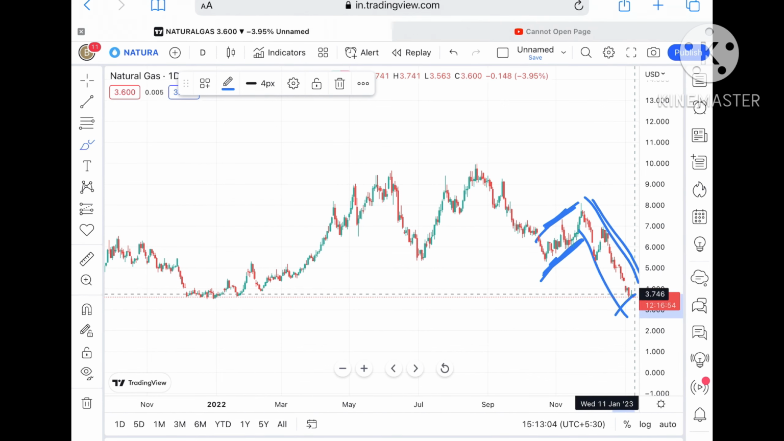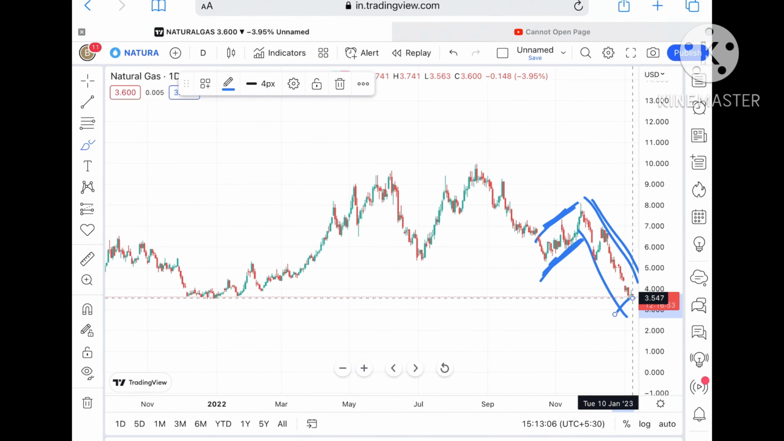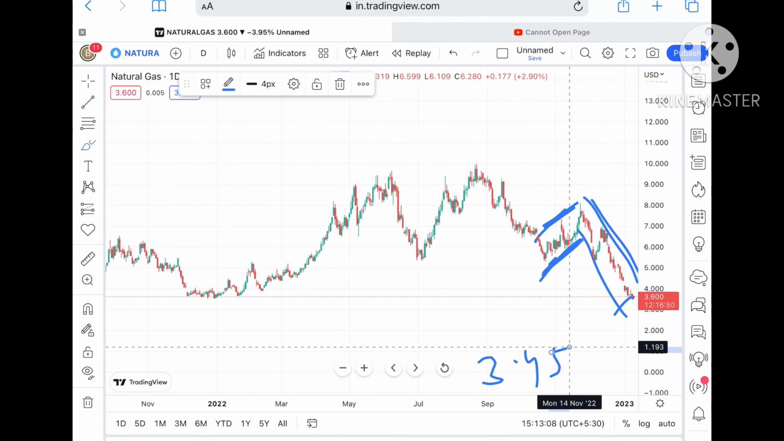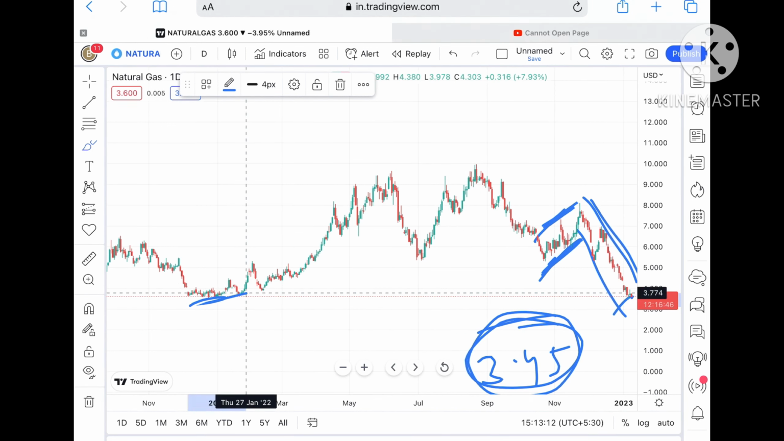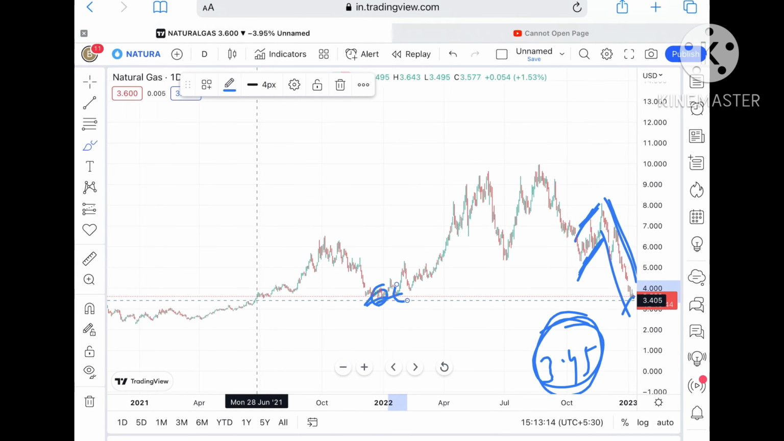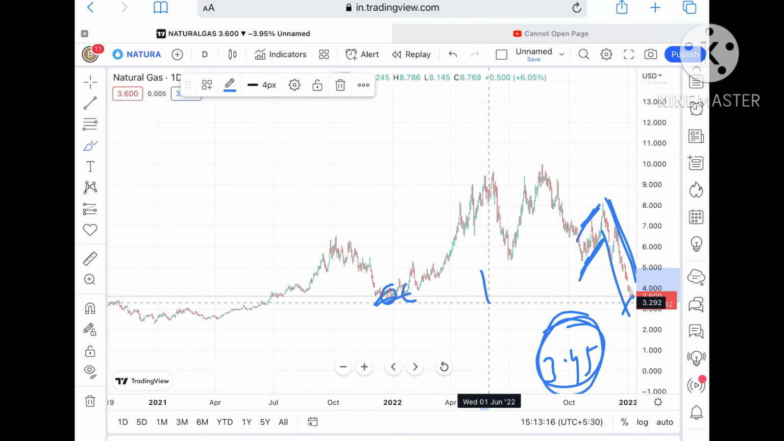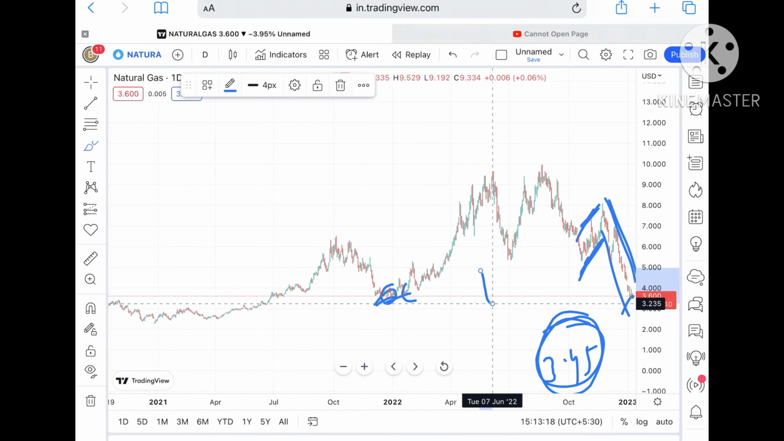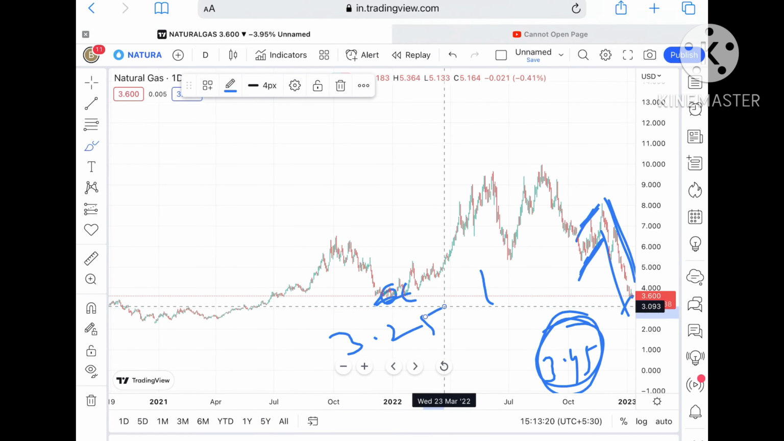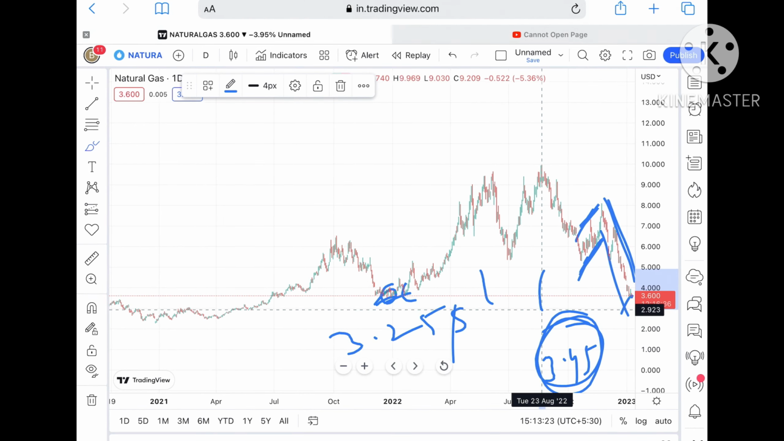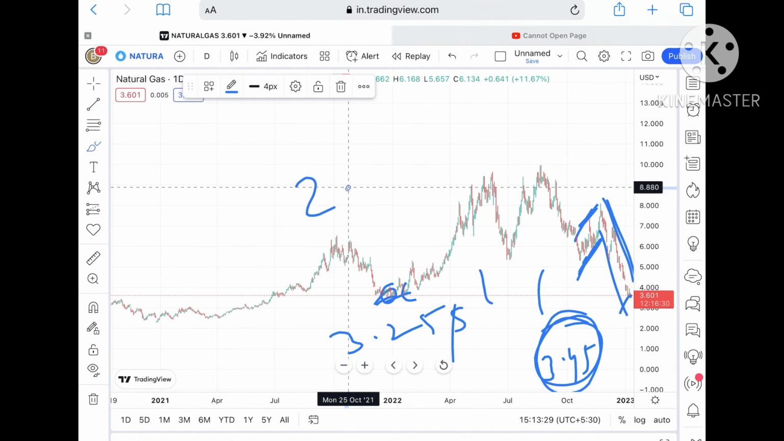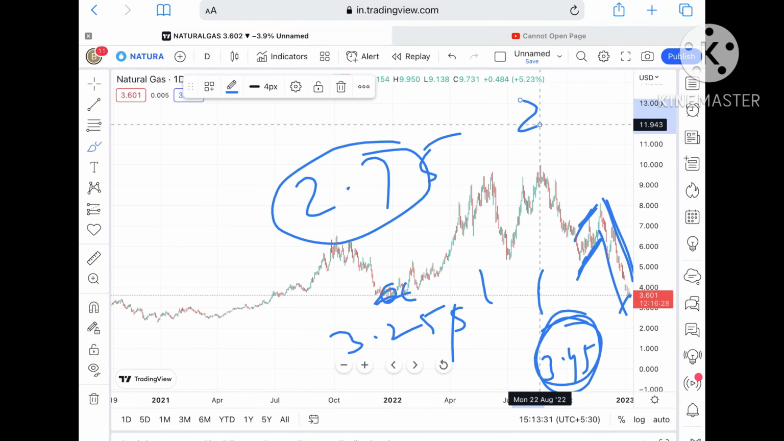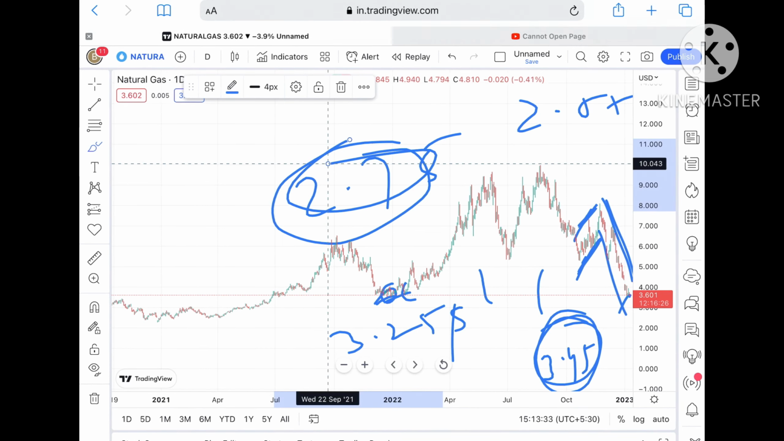Suppose the price moves below that level, we can see it touch a level of around $3.45. Once it goes below this level, which is already a weak support, chances are high it can move further down towards around $3.25. If that level breaks, it can go towards around $2.8, and from there $2.75. After $2.85, we can see a level of 2.7.